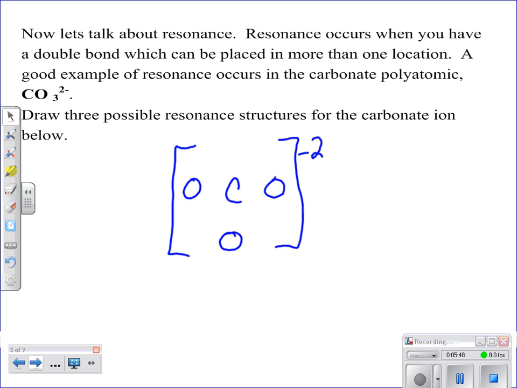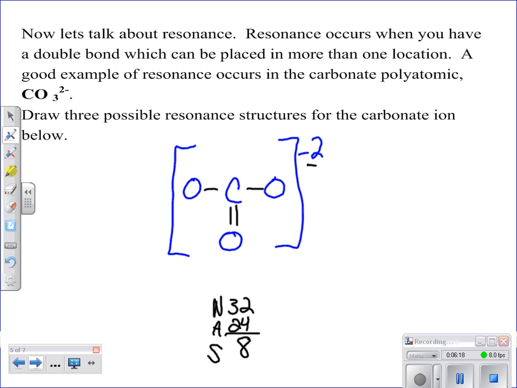When we calculate the needed, available, and shared, you've got your 32 as needed. For available, you've got 18 for your oxygens, plus 4 for your carbon gives you 22, plus 2 more for the charge, so that's going to be 24, meaning there's 8 that are shared, which means 4 bonds, which means you're going to have to throw in a double bond somewhere. So I'm just going to do that.